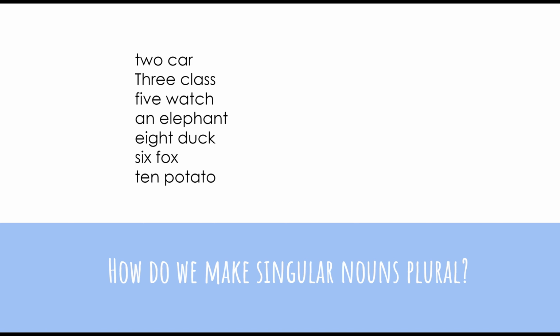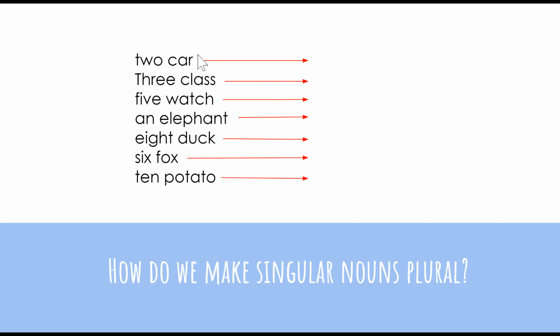So let's have a go at applying what we have learnt. We're going to begin with two cars. Two means multiple. I'm not referring to one car, I'm referring to two. This word ends in R, so that means I'm simply adding an S onto the end of the word. Three class should be three classes. I'm referring to multiple or more than one. Class ends in S, so that means I have to add ES onto the end of that word to make it plural.